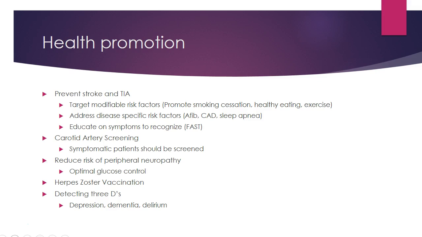Things to do to promote their health, to help prevent stroke and transient ischemic attacks. Some strokes are just unpreventable. There's nothing that you can do about them. But the majority of strokes have modifiable risk factors that we can address, such as promoting smoking cessation, healthy eating, exercise. We can help address disease-specific risk factors such as atrial fibrillation, coronary artery disease, or sleep apnea. And then we want to educate them on the symptoms to recognize, the FAST acronym.